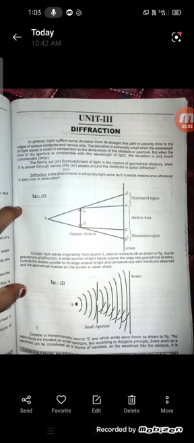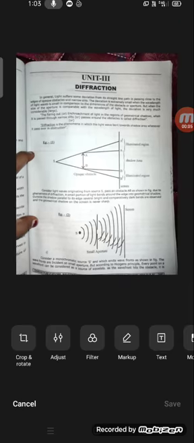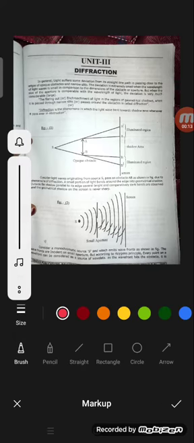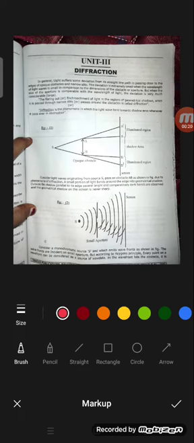Good morning. So unit 3 is diffraction. In this diffraction, we need to study what diffraction is and the types of diffraction, like Fraunhofer diffraction and Fresnel diffraction, and what the major differences or similarities are between Fraunhofer and Fresnel diffraction.